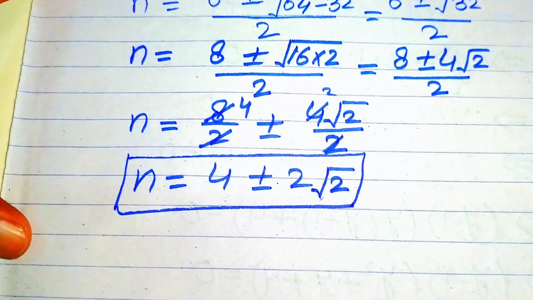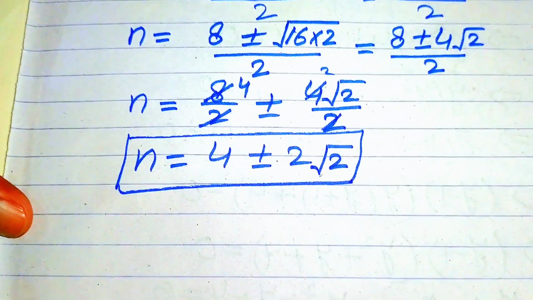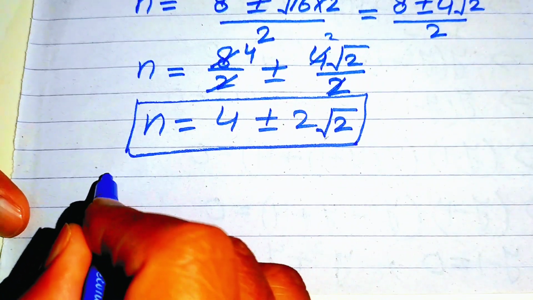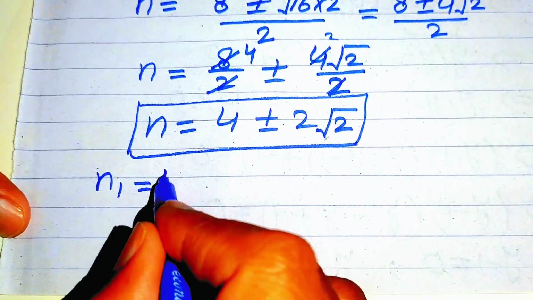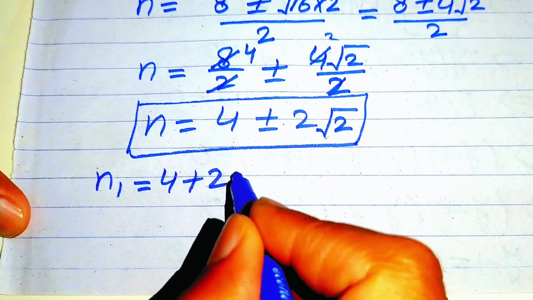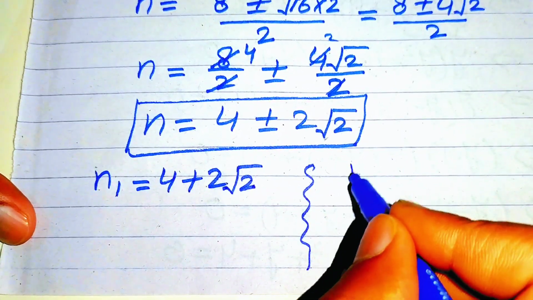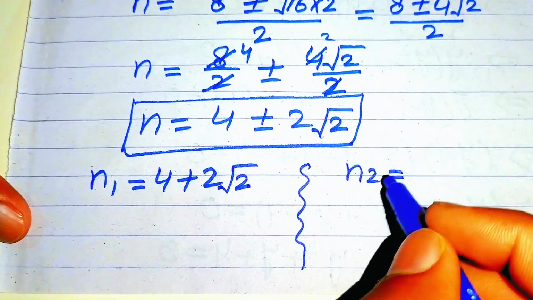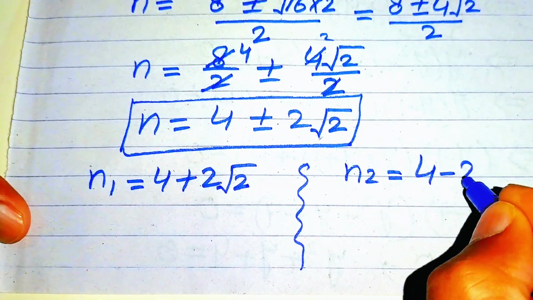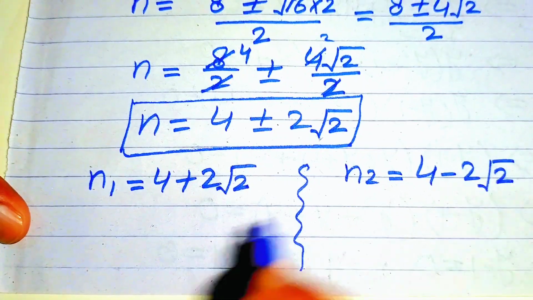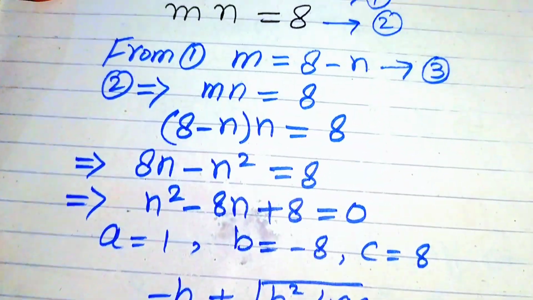Now we find the values of m corresponding to these two values of n. Here we first call n1, so n1 equals the positive value, it is 4 plus 2 times square root of 2, and here we write n2, the second root, and we choose the negative value. It is 4 minus 2 times square root of 2. And now we put the value of n in equation number 3.